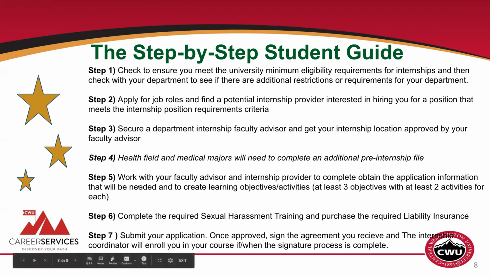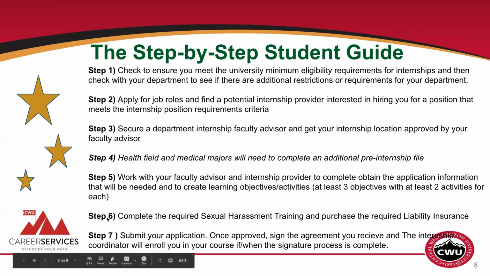So for step 5, the student would then want to start working with their faculty advisor and their potential internship provider to begin creating the learning objectives and activities for their internship. Again, this should really outline what the student will be aiming to learn during their internship process and the specific steps or activities they'll be doing in order to meet that objective.